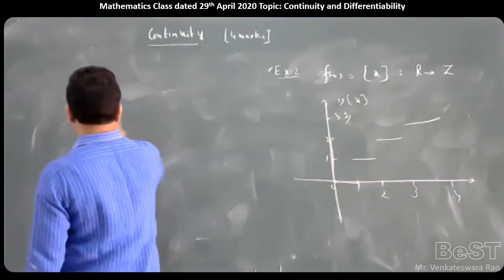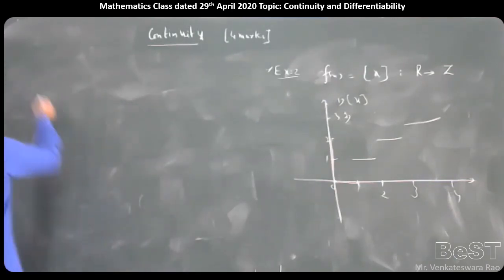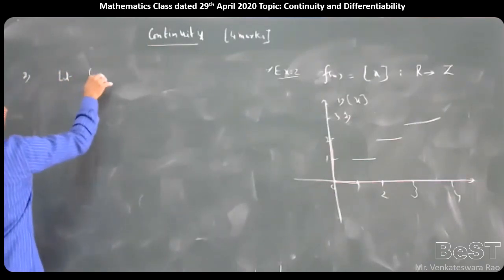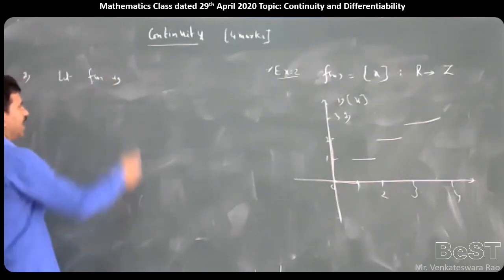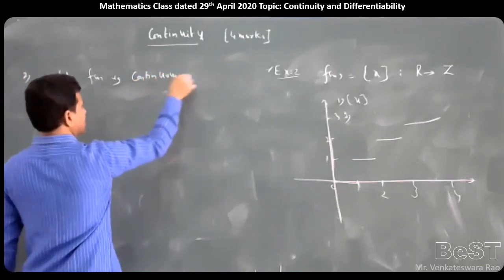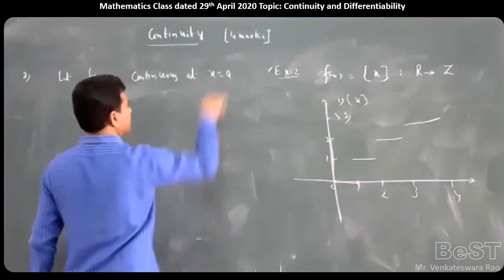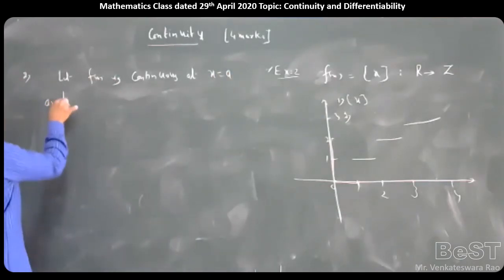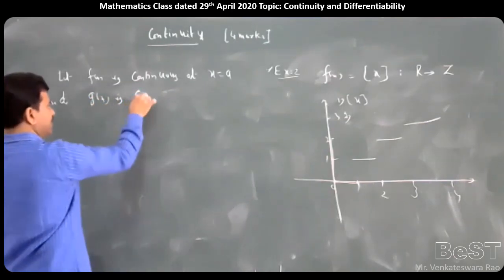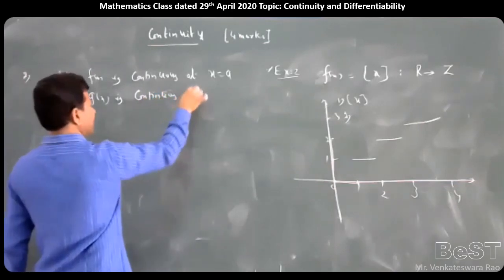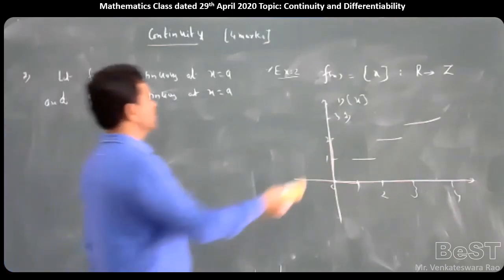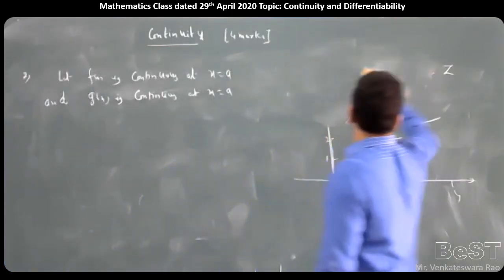Note down second point. Point number 2. Let f of x be continuous at x is equal to a, and g of x is also continuous at x is equal to a.